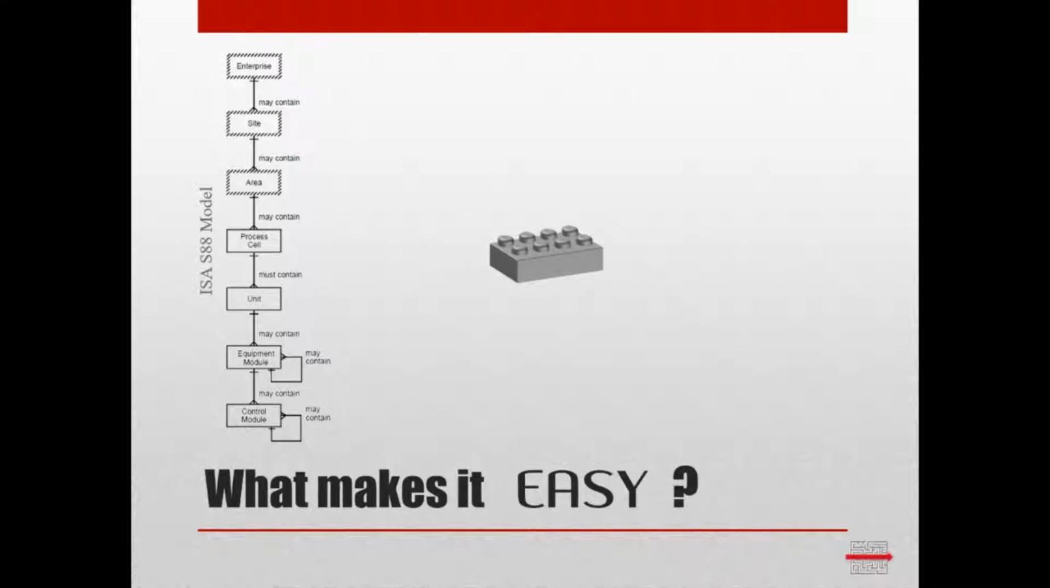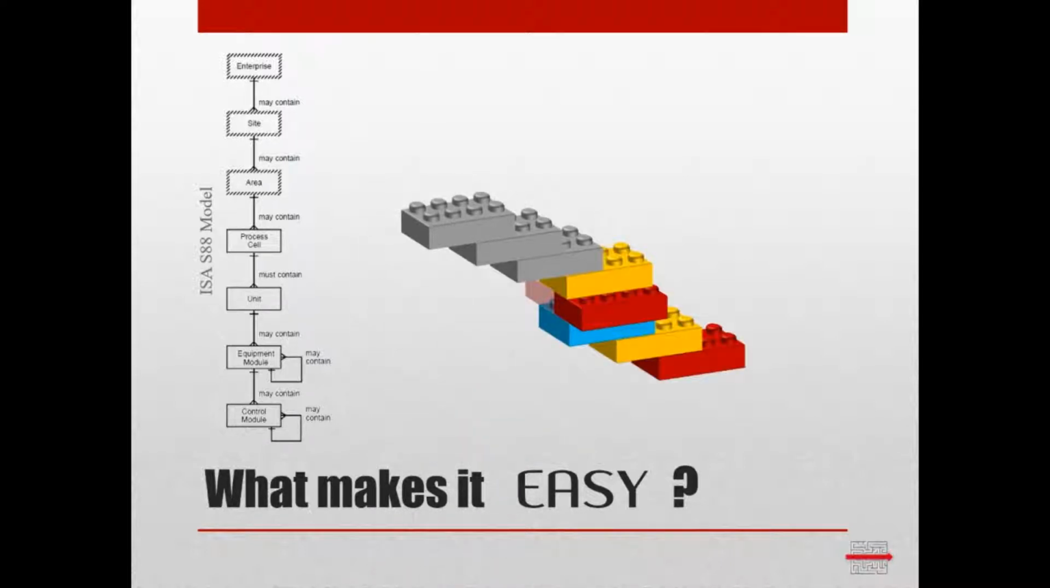And at every level of the S88 model, you can group modules together, make them part of a unit, make them part of a process cell. And at a process cell level 2, you can have functional redundancy.